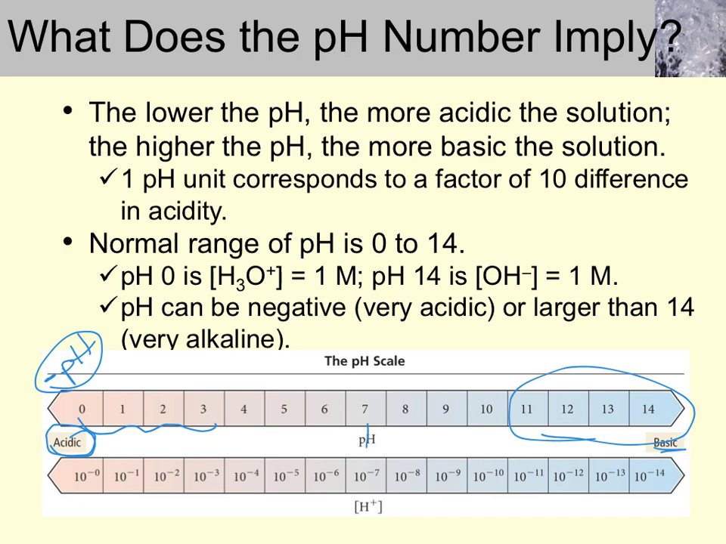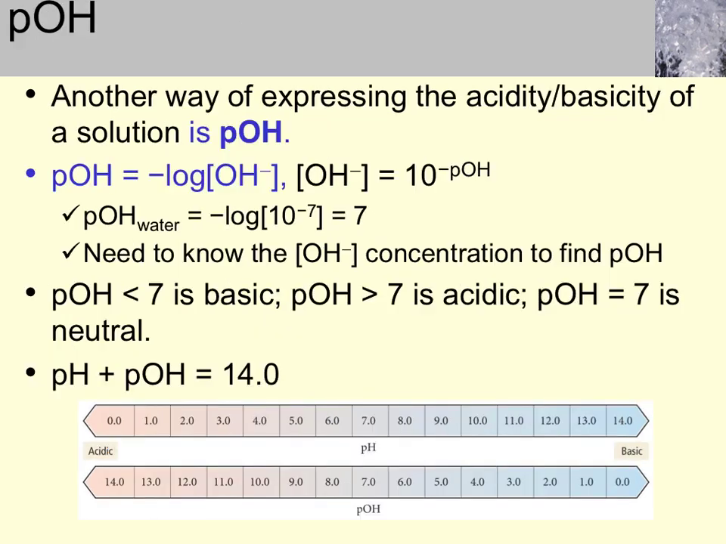And what these values come from, here are the hydronium ion concentrations that correlate with each of the pH values. So you can see from this chart that the pH value is simply the exponent of each of these. You will also see pOH, which is pretty much the same definition. It's just minus log of the hydroxide concentration.